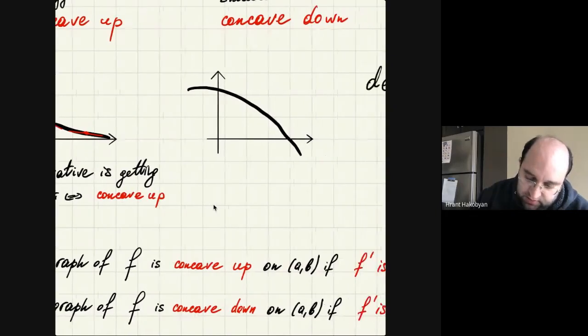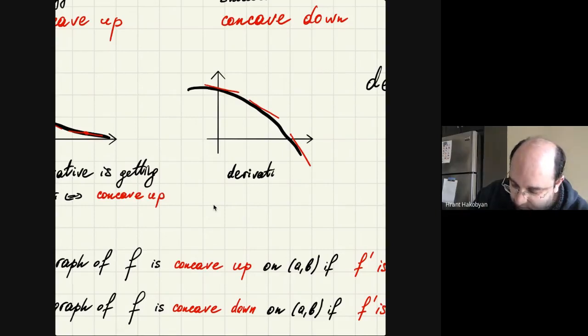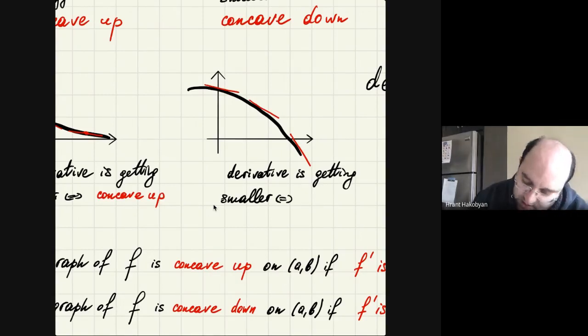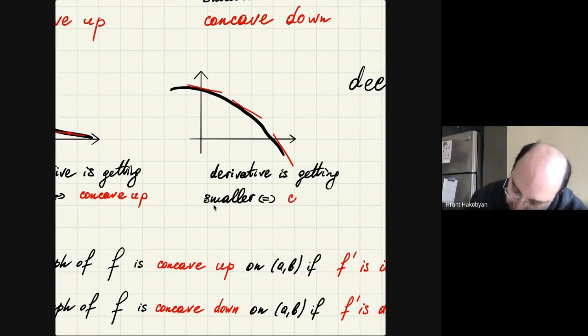Okay, and in this other situation, the derivative here is a small number, it is negative, but it's becoming more and more negative, so it's going down at a faster speed. So the derivative here is getting smaller, which is the same thing as saying that the function is concave down.